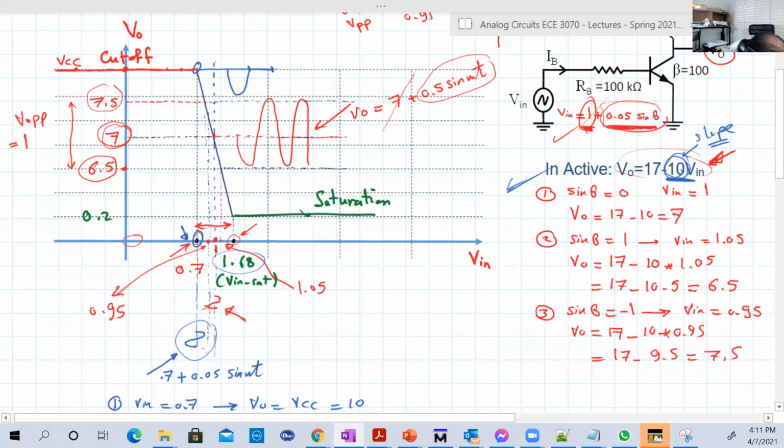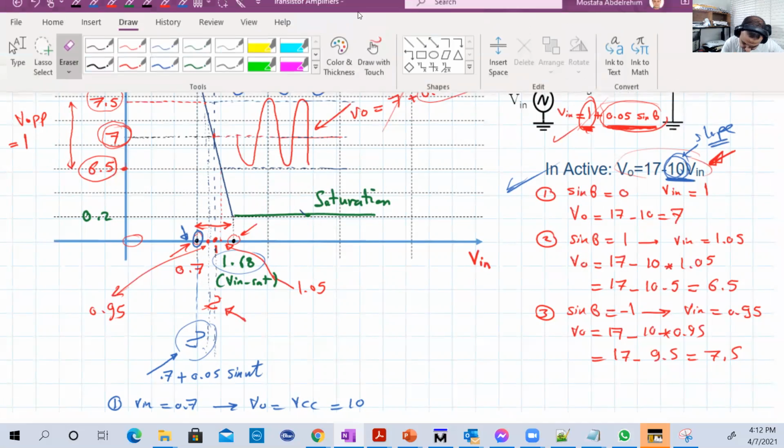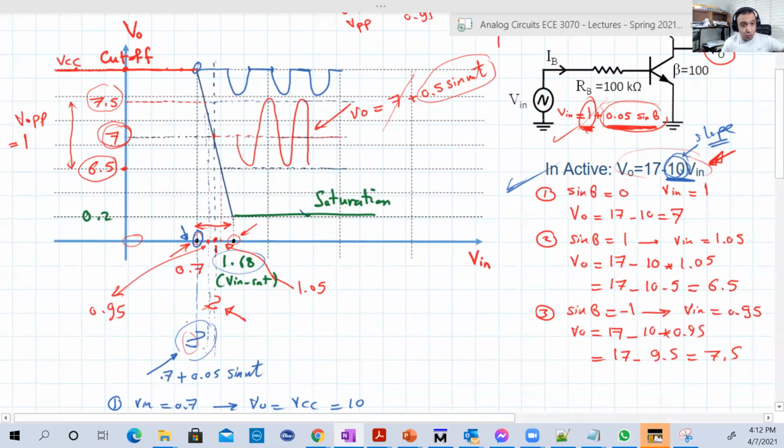Then 0. Then go down again, then 0, then go down again, then 0. So basically, you get half of the signal amplified and you lose completely the other half. The positive half will just go away. Only the portion of the signal in the active region will be amplified. The half that was in the cutoff will just go away, will just be 0.